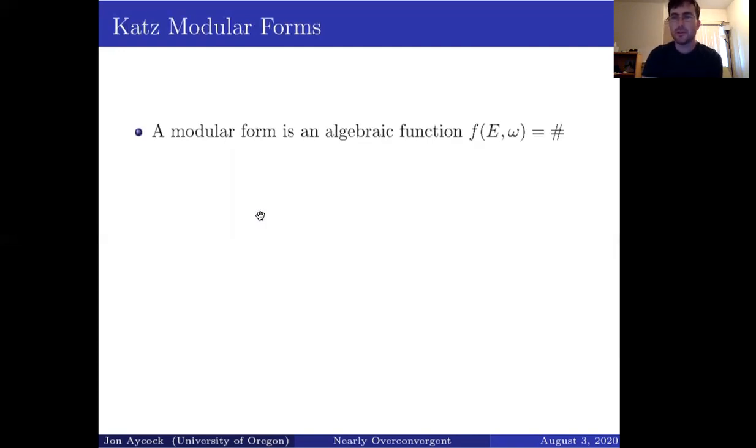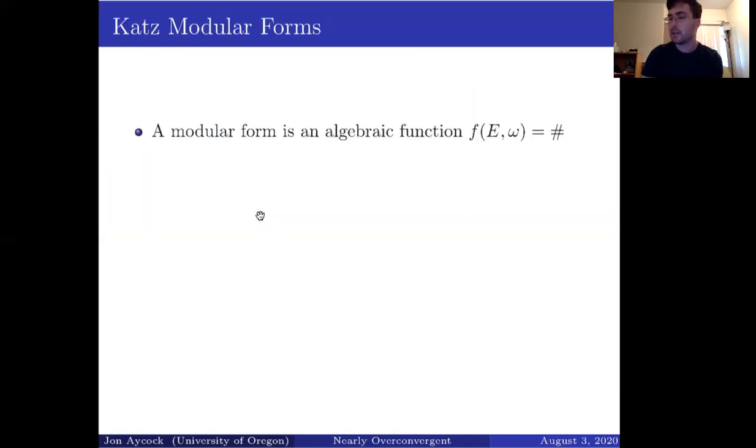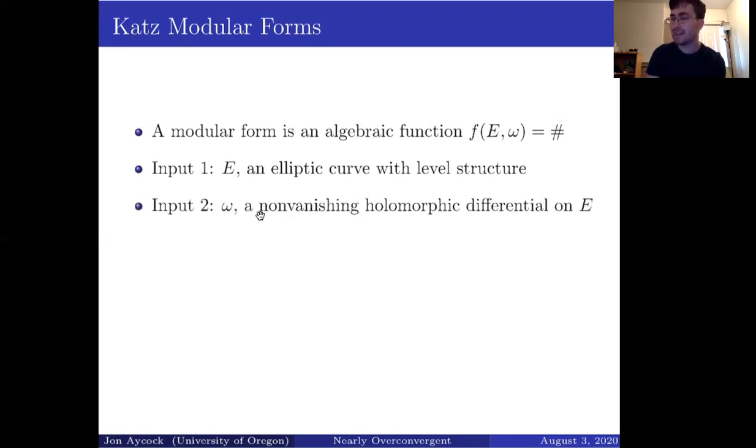So we're going to view modular forms in the way that Katz does. And this is mimicked for other types of automorphic forms, notably Hilbert modular forms. This is what we use to prove the theorem. But we're just going to talk about modular forms in this case. So a modular form, in the view of Katz, is an algebraic function. F of E, omega is going to give us a number. It has two inputs, E and omega. This first input, E, is an elliptic curve with level structure. And this second input, omega, is a non-vanishing holomorphic differential on E. We can view this as maybe an element of the cotangent bundle, but I'm going to say a non-vanishing holomorphic differential.